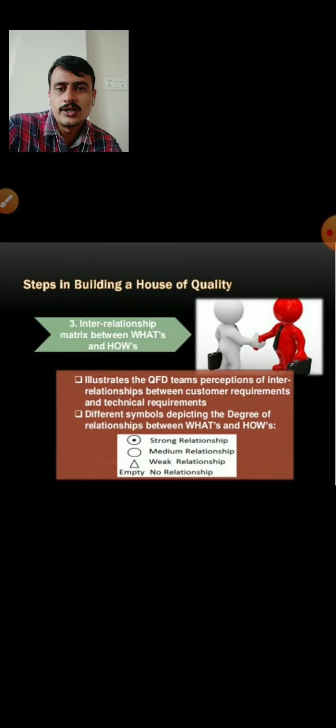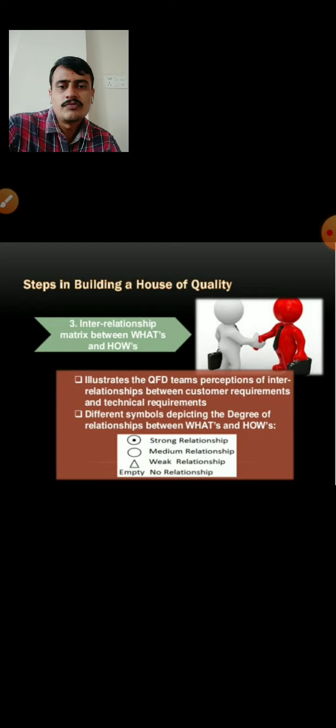Then third is the interrelationship matrix. Interrelationship matrix means the whats and hows. That means the quality function deployment team's perception of the interrelationship between customer requirement and technical requirement, the matrix between the what and hows.